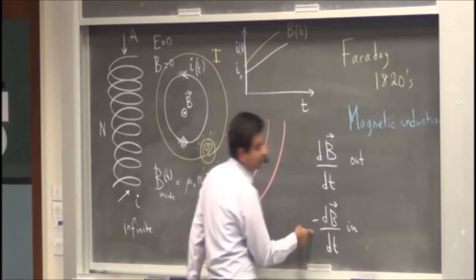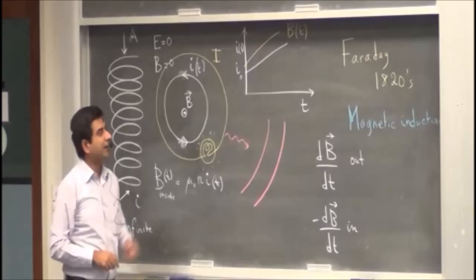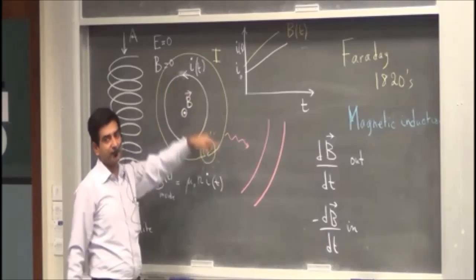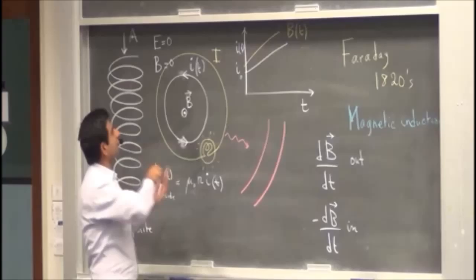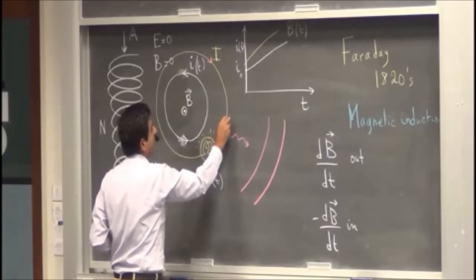Minus dB/dt is into the plane of the paper, right? Because it has a minus sign here. So minus dB/dt is into the plane of the paper. Now current is going to flow, this is conventional current by the way, in this external circuit such that if I point my thumb in the direction of minus dB/dt, then the fingers would curl in the direction of current. So current is going to flow in this particular direction, the conventional current.